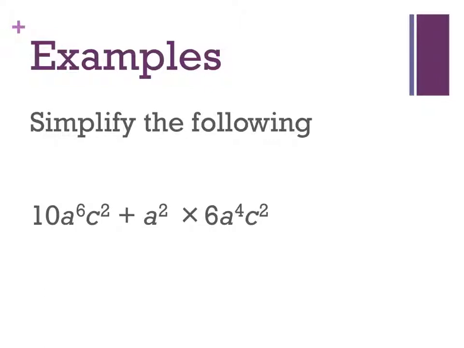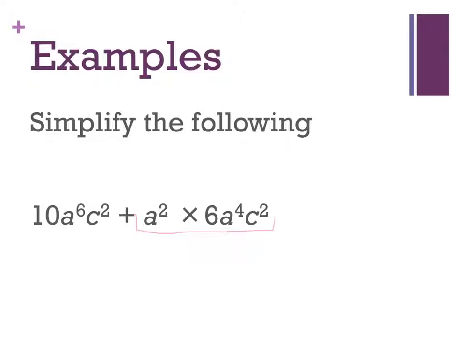I've got 10a to the power of 6 c to the power of 2 plus 2a to the power of 2 times 6a to the power of 4 c to the power of 2. Now, holy moly, what can I do? Okay, now I can't group these two at the moment because they're not like terms. So I can't really do too much of this at the moment. So let's see what I can do. Oh, okay. I can do a squared times 6a to the power of 4 c to the power of 2. Okay, so let's have a look at doing this little bit first.